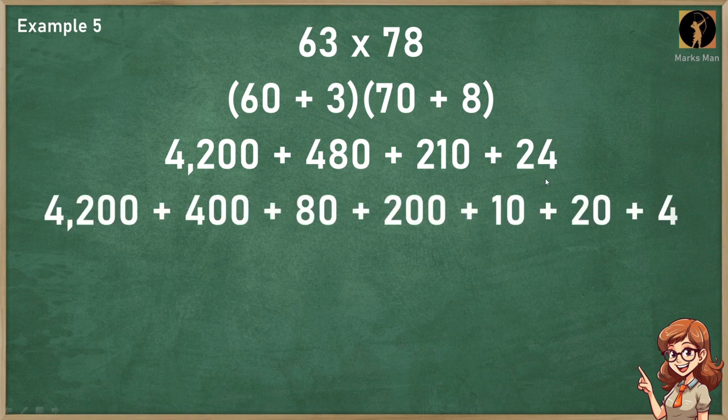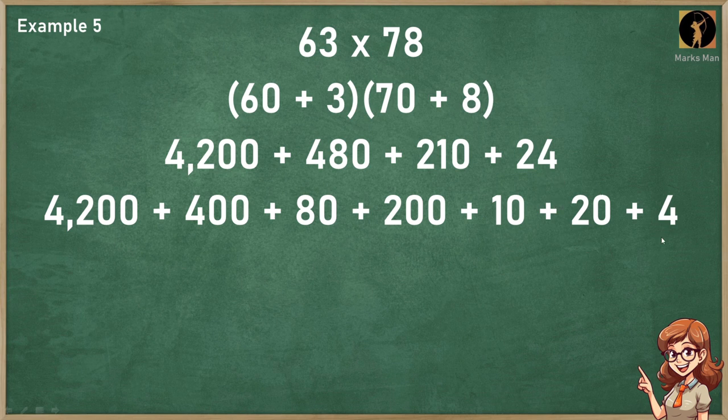So, it becomes 4,200 plus, in number 480, the value of 4 is 400, the value of 8 is 80, and then you don't need to write 0 here, because any number added to 0 is the same number. And then in 210, the value of 2 is 200, the value of 1 is 10, and the value of 0 is 0. But you don't need to write 0 here. And then in number 24, the value of 2 is 20, and the value of 4 is 4.